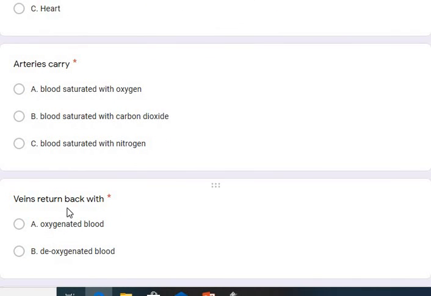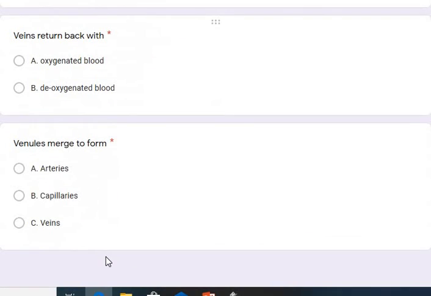Arteries carry, of course, blood saturated with oxygen, while veins return back with deoxygenated blood loaded with carbon dioxide gas. Venules will merge to form, we said it will merge to form veins.